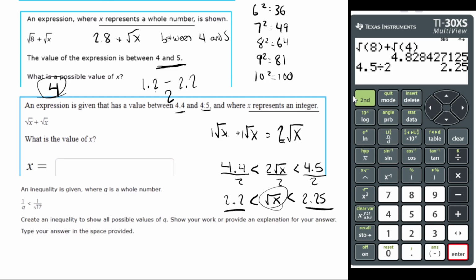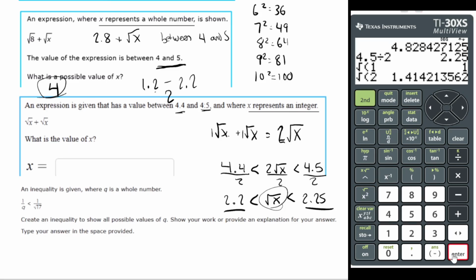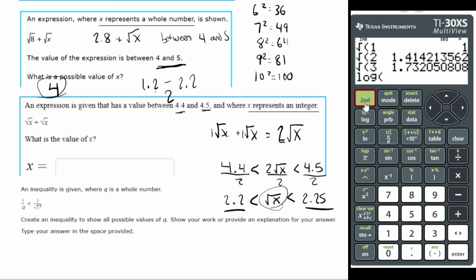So now we can just start madly plugging numbers in. The square root of 1, because remember, we're only working with whole numbers here. 1 doesn't work. Square root of 2, 1.414, doesn't work. Square root of 3, 1.73, doesn't work. Whoops. Not log. Square root of 4 is 2. Square root of 5. Square root of 5 is 2.23.